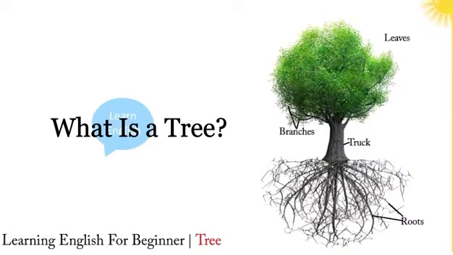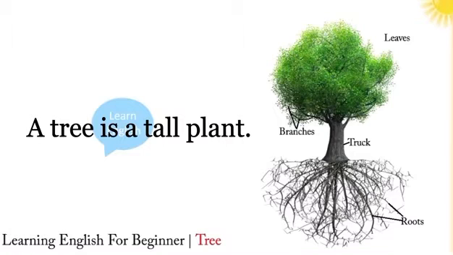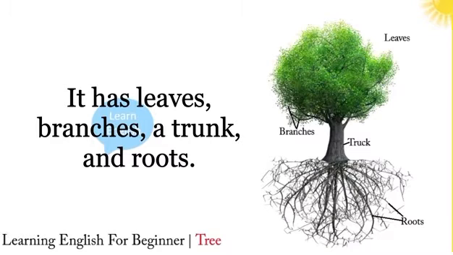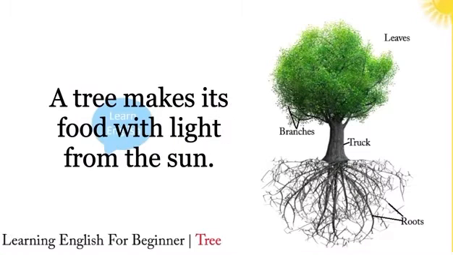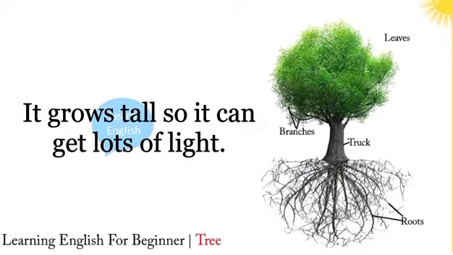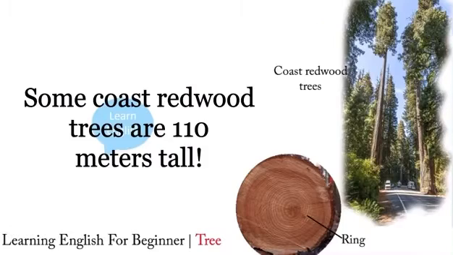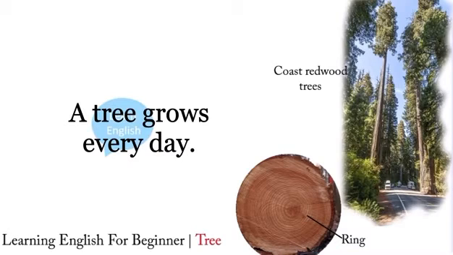What is a tree? A tree is a tall plant. It has leaves, branches, a trunk, and roots. A tree makes its food with light from the sun. It grows tall so it can get lots of light. Some coast redwood trees are 110 meters tall. A tree grows every day.